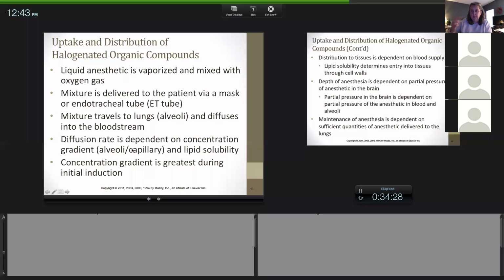So when an animal inhales oxygen and isoflurane, that diffuses from the alveoli into the blood. Now, with the concentration gradient, things want to move from high to low. When they inhale, the concentration is higher in the lungs, and then it's going to move into the blood. Once it diffuses into the blood and into the brain, you've established your maintenance. That's how it's staying within the blood and the brain. The other thing, the next slide, we'll talk about it better.